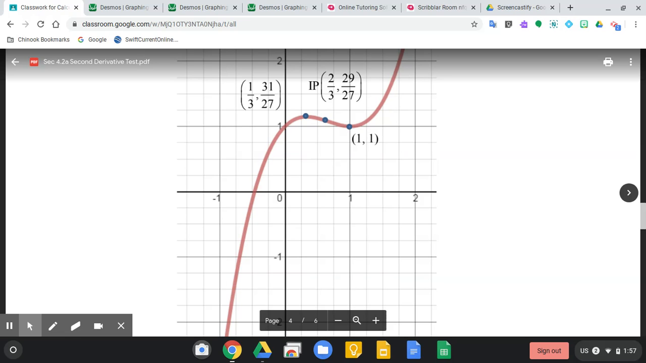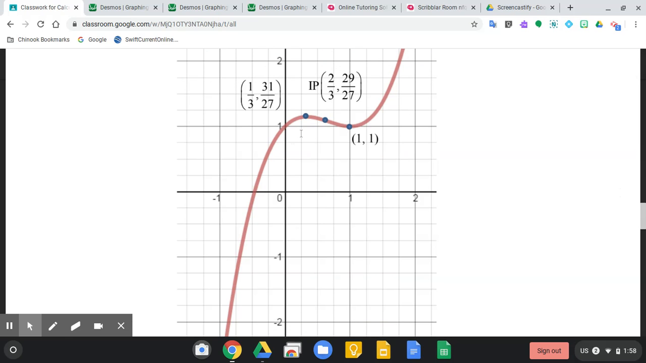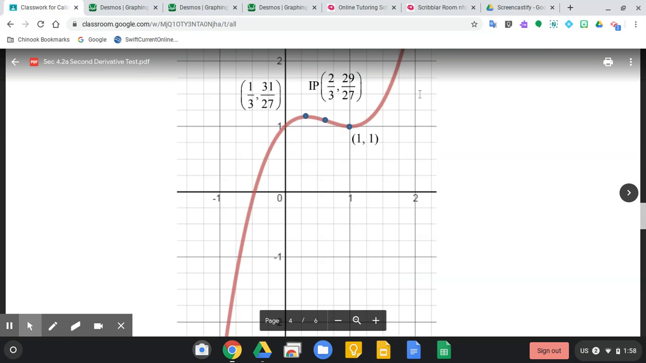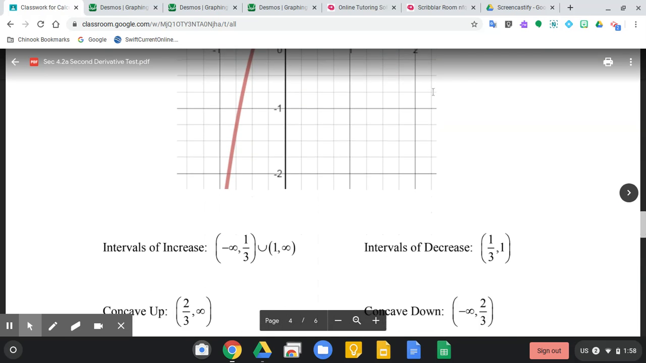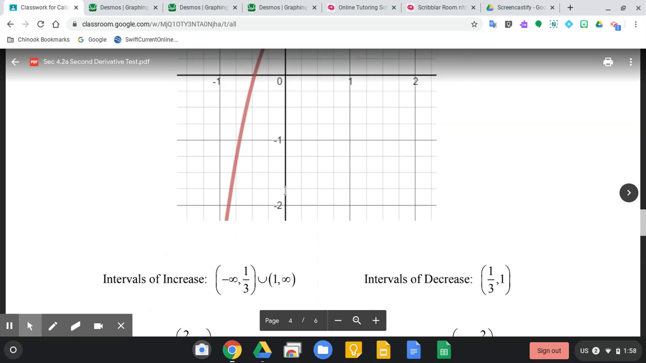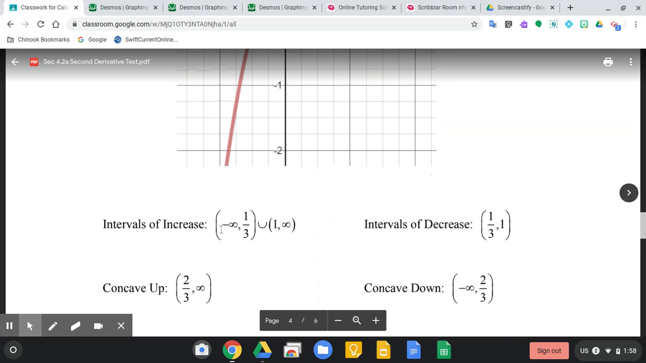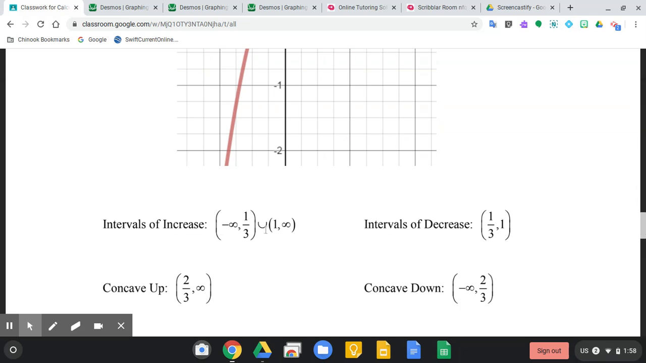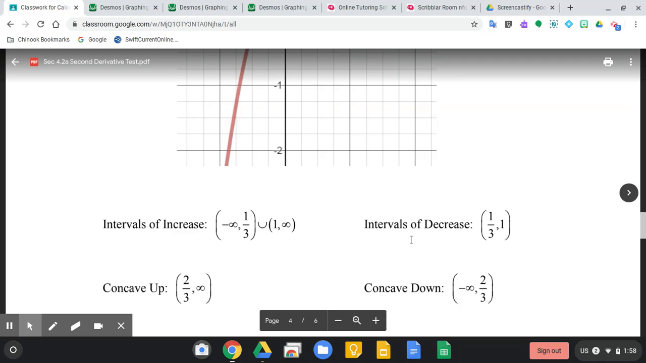So we have two intervals of increase, minus infinity to 1/3, and then from 1 forever to the right, which is plus infinity. So our intervals of increase, we have two of them. So we use that union symbol right here. Interval of decrease is in between.